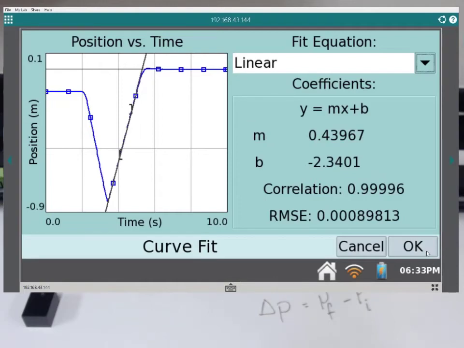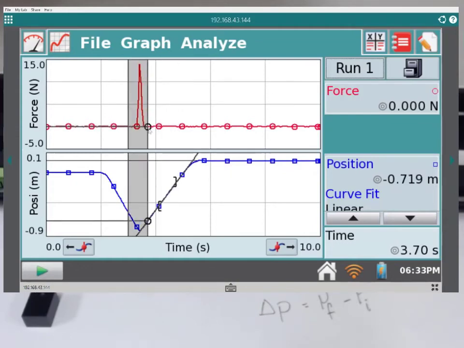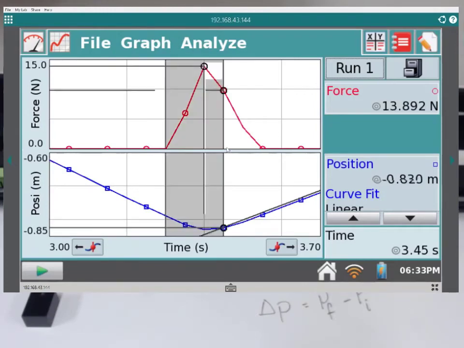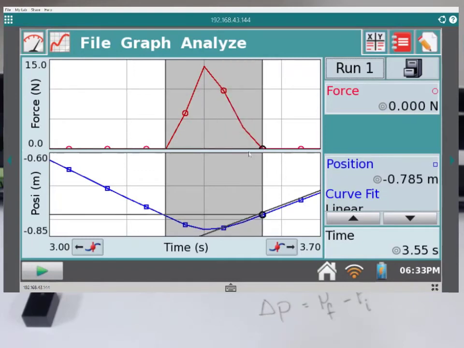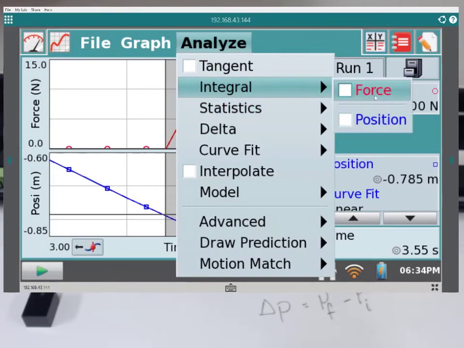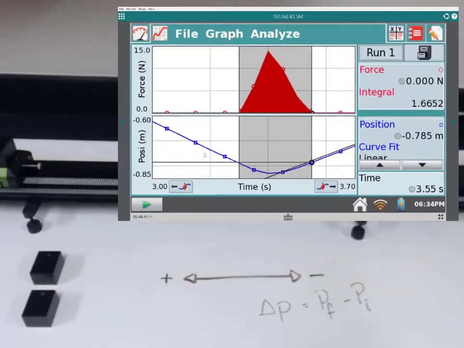Now we're going to go look at our impulse for this one. Again, this is trial number 3, the cart plus 2 of the blocks. I'm going to zoom in. Okay, we get another kind of weird shape. So we're going to highlight. There we go. We want to find the area under the curve because that's force multiplied by time, and we'll use the integral to find that area. So there's our integral, also known as, in this case, our impulse, right there where my mouse is. Compare that to our change in momentum.